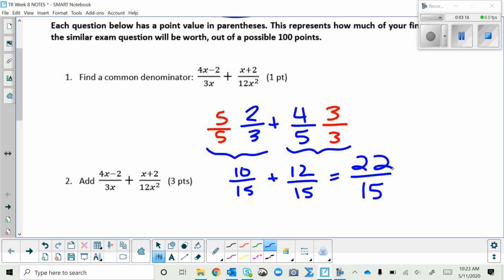Now that's basically the same thing we're doing here, but when you put variables in the denominator, it changes the process or the procedure a little bit. But this process is a basic idea.